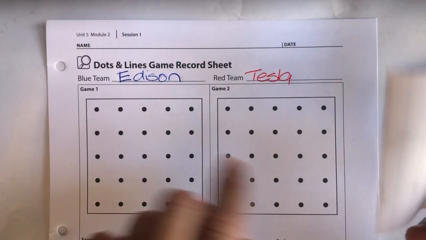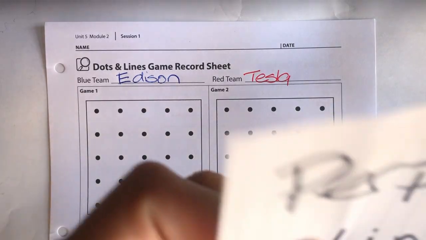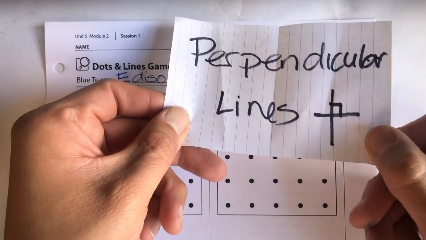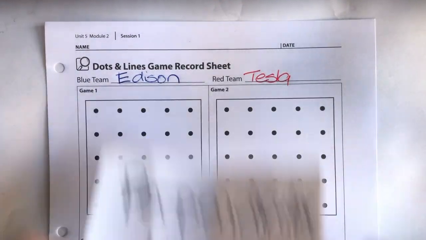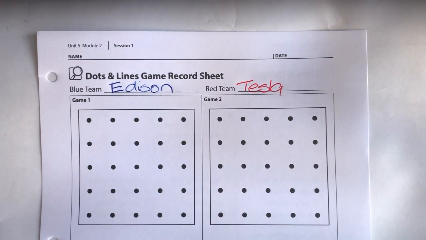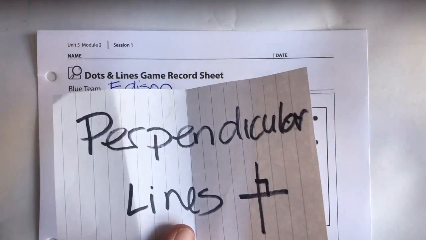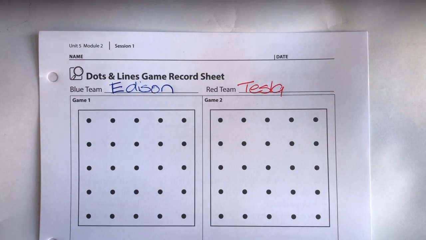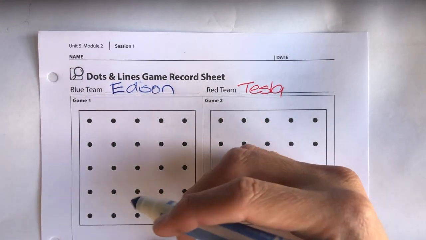So for example, this first one, Edison drew perpendicular lines. And so what's gonna happen is that blue team, since he is on blue, Edison will take his blue marker, and on this first game board here, game 1, he has to create perpendicular lines on the board. So perpendicular lines are lines that create a 90-degree angle.